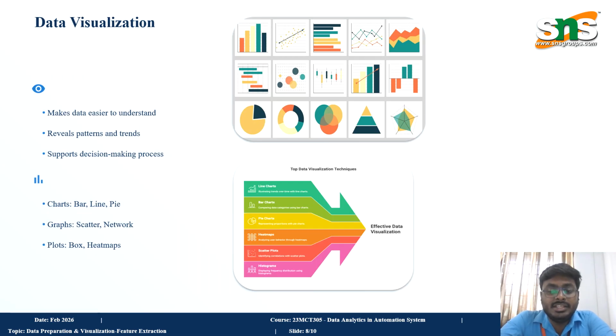So finally, the data visualization. This makes data easier to understand, reveals patterns and trends that numbers alone might miss, and supports the decision making process. Common types include charts like bar for comparisons, line for trends, and plots like box for distribution, or heat maps for correlation. So check out these examples. Visuals turn abstract data into actionable insights, especially in automation dashboards.